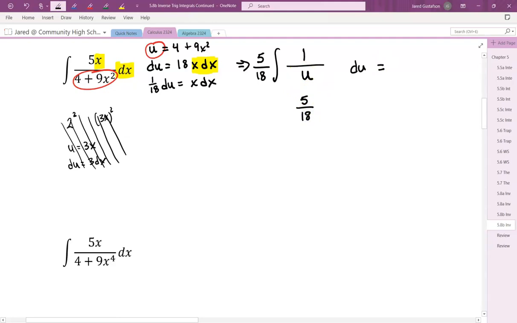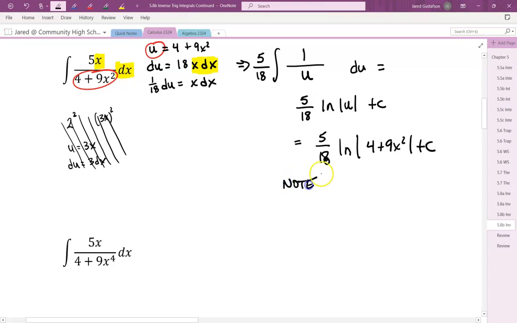We got a lot of practice with this a section or two ago. That is 5/18 natural log, the absolute value of u, plus c, which, if we write back in our x variable, is 5/18 natural log, the absolute value of 4 plus 9x squared, plus c.